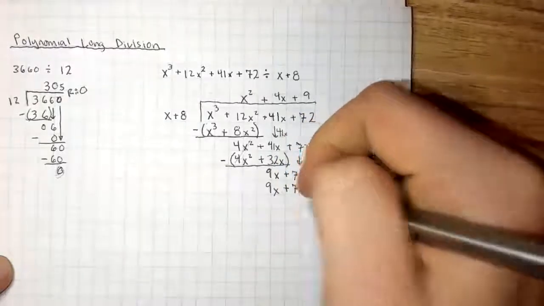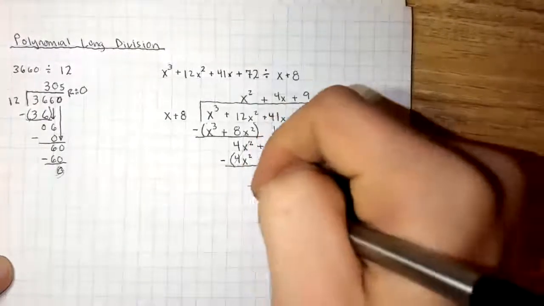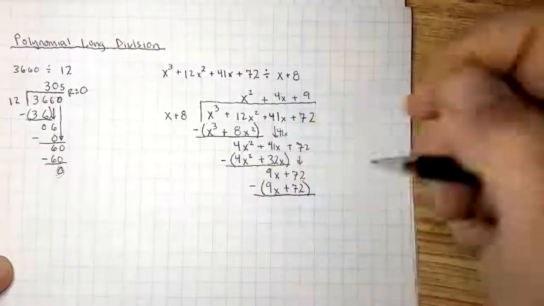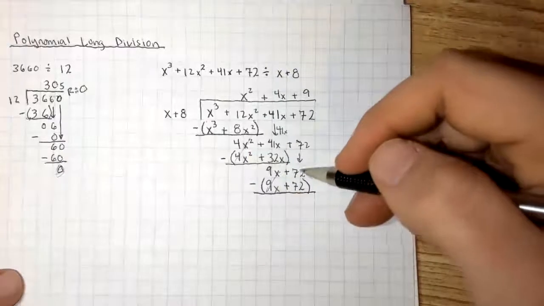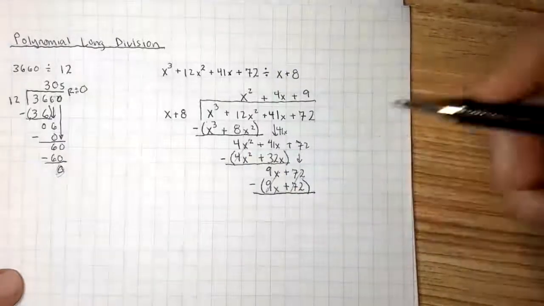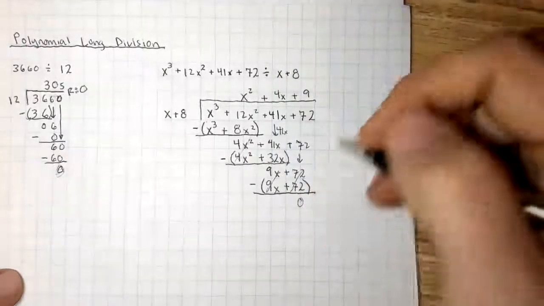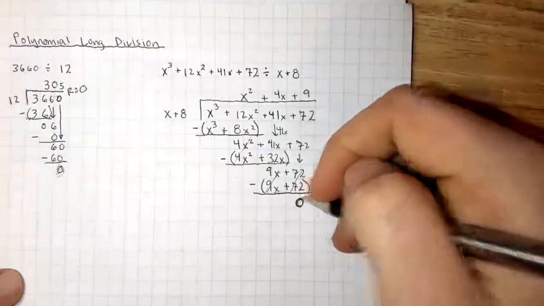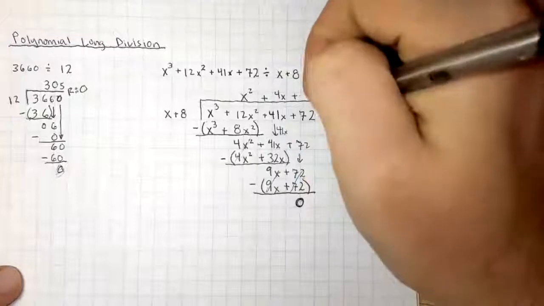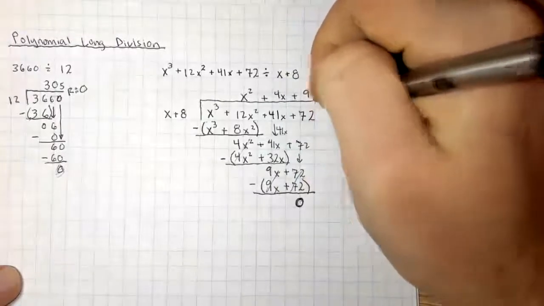After multiplying, wrap in parentheses and subtract. Okay, so now we've got 9x minus 9x. All those cancel each other out. 72 minus 72, that equals 0 as well. So this number is still important. That means that we have a remainder of 0.